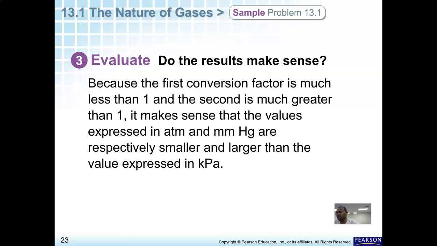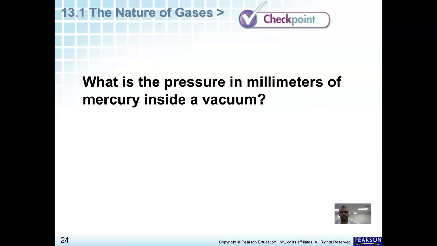So then you can evaluate your work. Does this answer make sense? The first conversion factor is much less than 1, and the second is much greater than 1. If you look at those conversion factors, it makes sense that the values expressed in atmospheres and millimeters of mercury, respectively, are smaller and larger than the value expressed in kilopascal. So your work is right. That is how you evaluate your work.